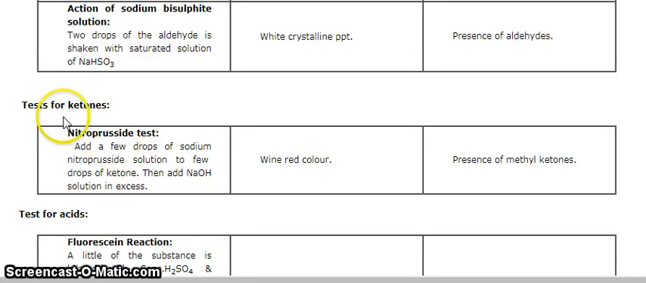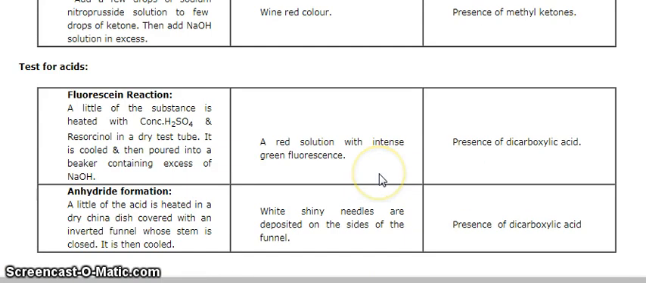Test for ketones. Nitroprusside test. Add a few drops of sodium nitroprusside solution to a few drops of ketone. Then add sodium hydroxide solution in excess. Wine red color forms: presence of methyl ketones.